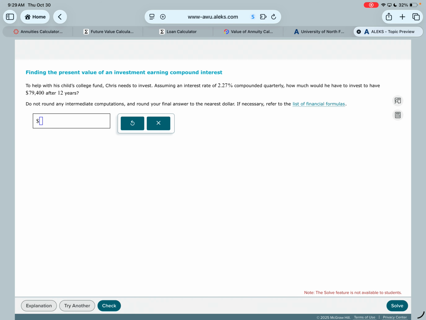So this has a lot to do with compound interest. This is actually finding the present value. So you want to have this much money at the end. How much should you start with? So yeah, this has to do with last week's week 11 module.